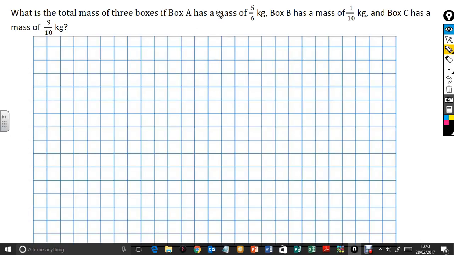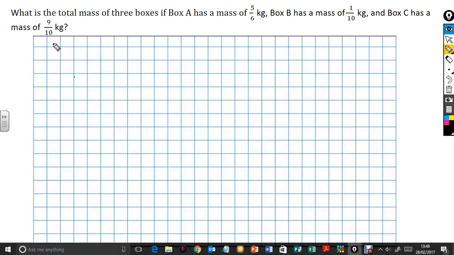Okay, so it's fairly simple. We've got 3 boxes, A, B and C, and we know how much each of them weighs, and we want to know how heavy they are all together. So we need to add all of these weights together.